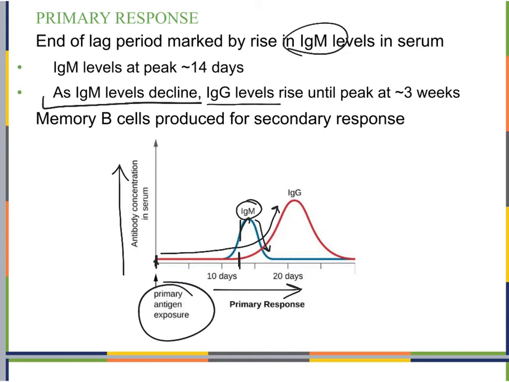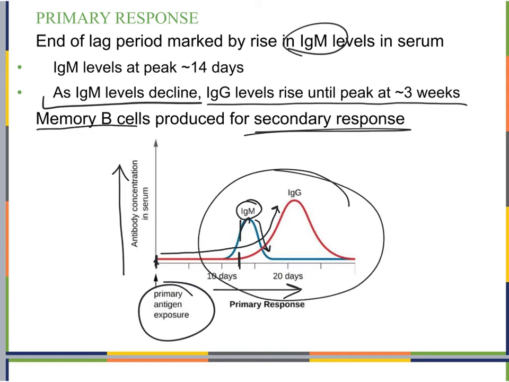So IgG levels rise until peak is at about 3 weeks. So it takes quite some time for us to be producing those IgG cells. And then we have our memory B cells that are produced for our secondary response. So you can see that we have some overlapping with the antibodies here, which is good because we want our antibodies to be available for the particular pathogens.